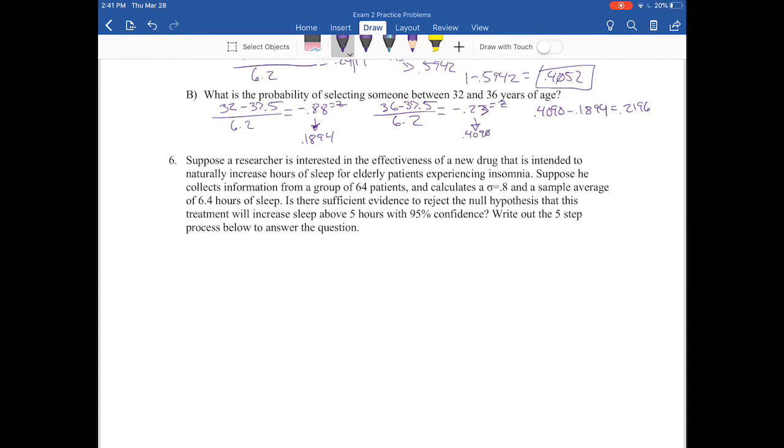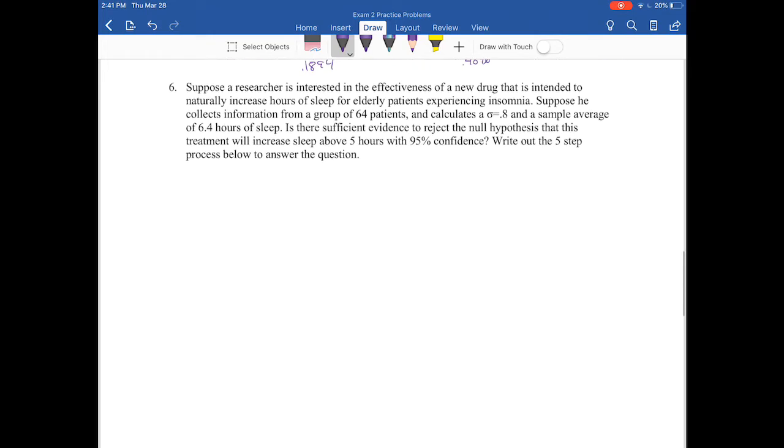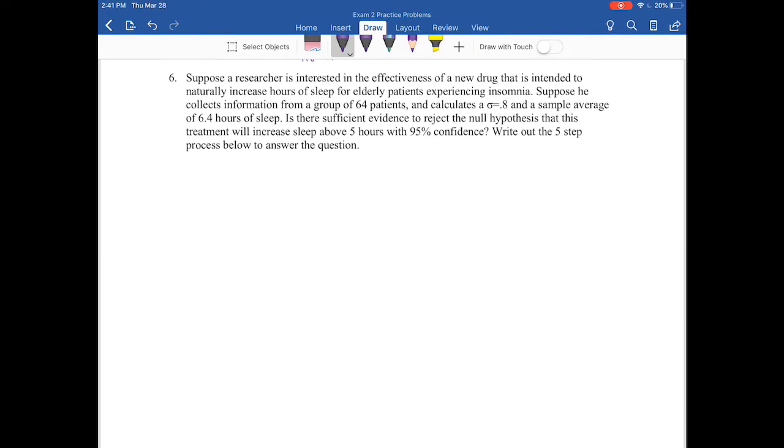So number 6 and number 7 here, moving on, we're going to be talking about our chapter 9, which is with our null hypothesis statements, and this is where things start getting a little bit more in depth, and it's important to understand the 5 steps that we're going to be doing here. So when we say write out a 5-step process, automatically you should be thinking that we're going to be doing a hypothesis test here.